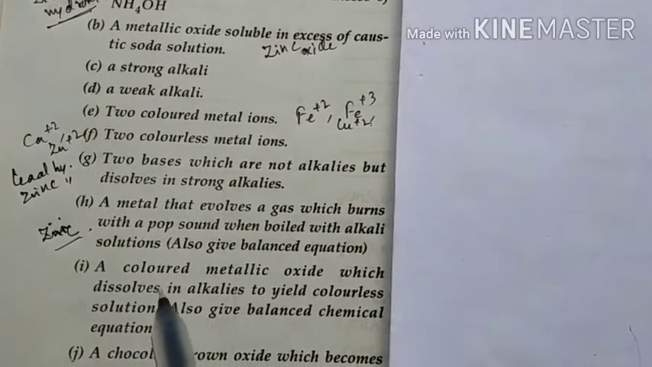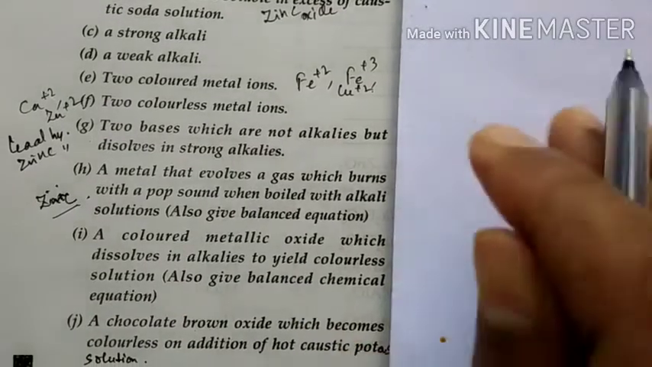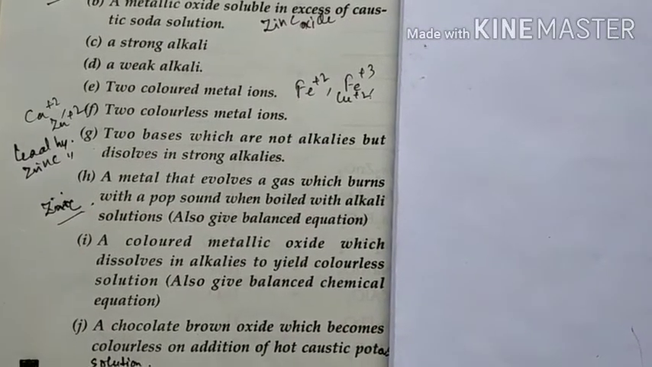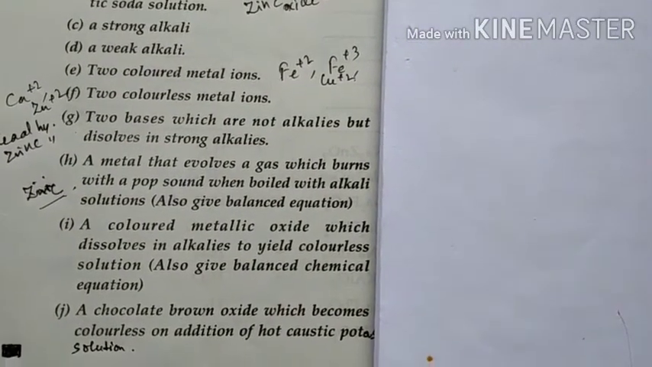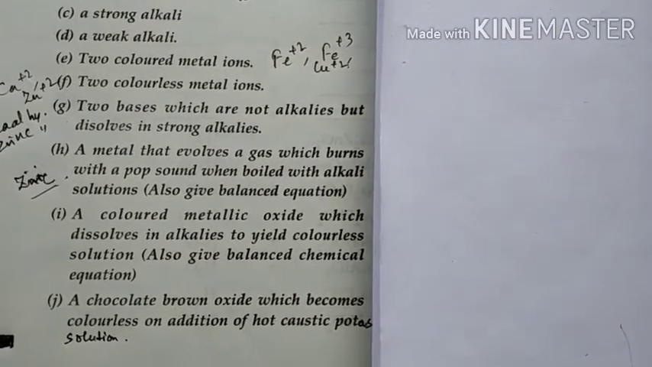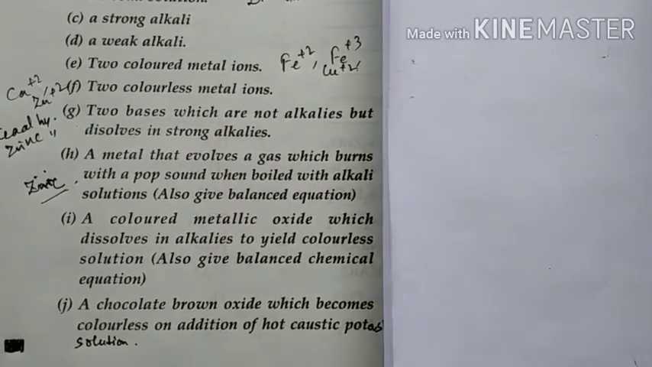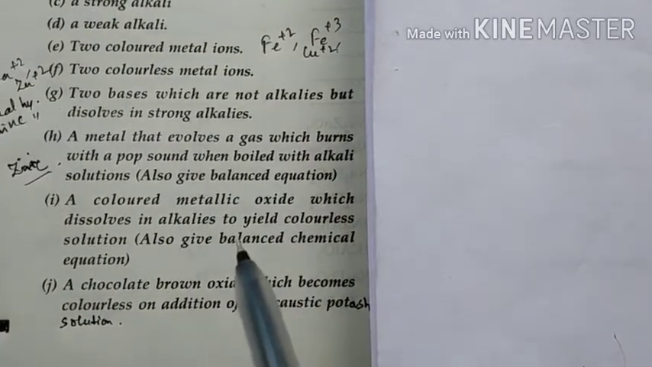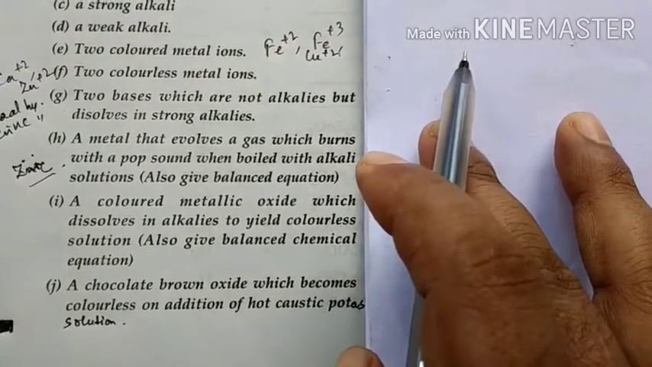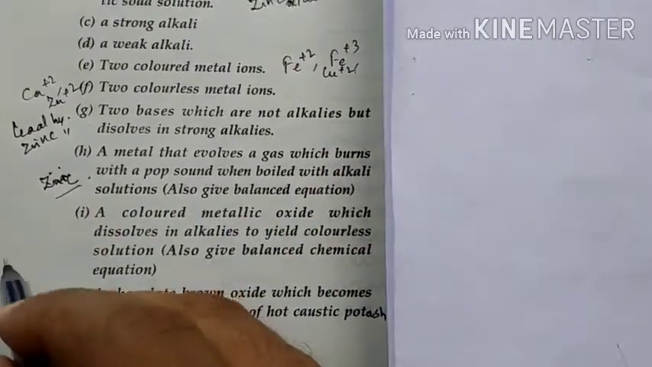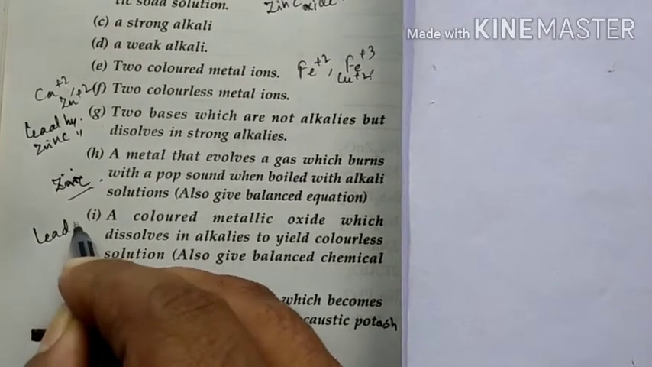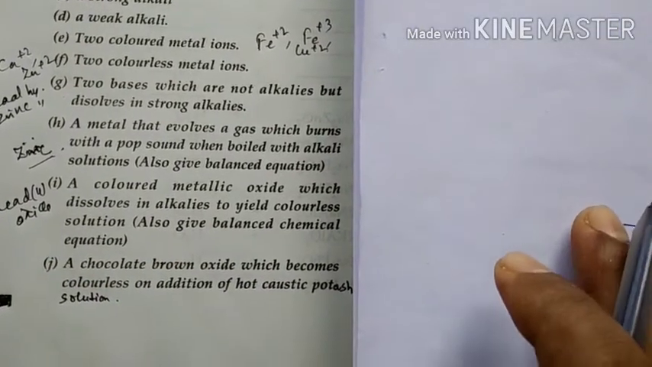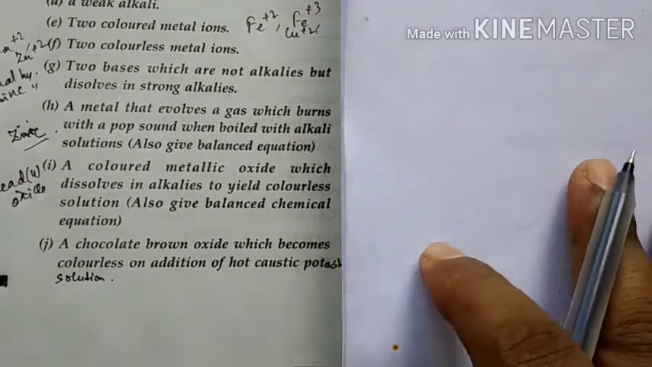Now next is a colored metallic oxide which dissolves in alkalis to yield a colorless solution, and also give the balanced equation. So colored metallic oxide means you can write over here, it is lead oxide. It is yellow in color. So it is lead 2 oxide.